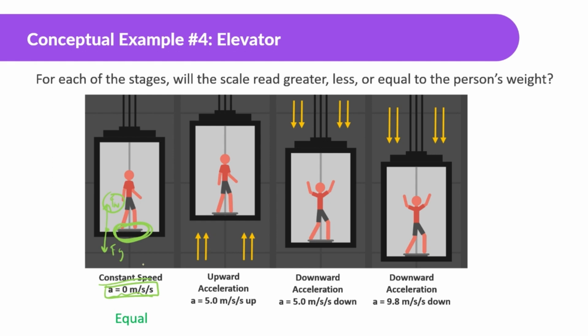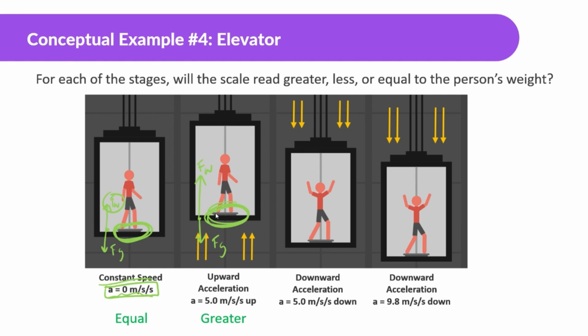Okay, upward acceleration. When it's accelerating upward, we've done enough problems like this, so you should know, but it is going to be greater. Because it's accelerating upward, that means there's going to be a lot more pressure going down. It's almost like the person's being squeezed. And when that's the case, that means the normal force is going to be a lot more because there's a lot more pressure in contact with the ground right here.